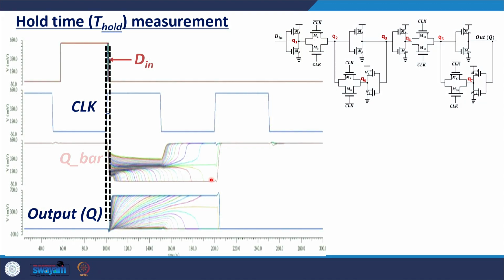So, in this lecture we have discussed the basic operation of master slave flip flop and its clock to queue delay, its setup time and hold time violation. What are the consequences of these violations?